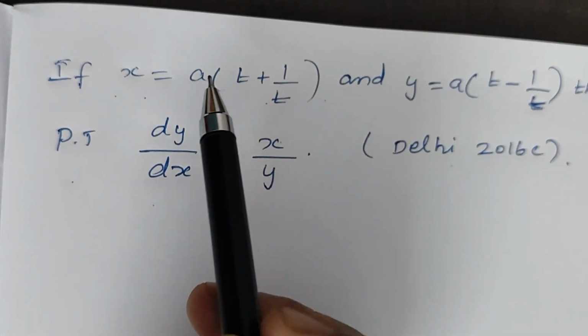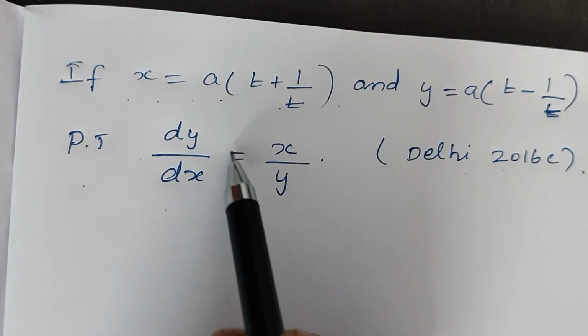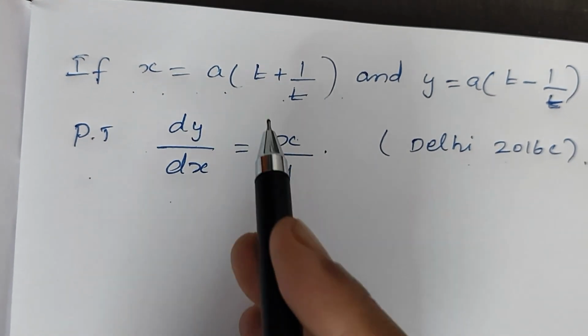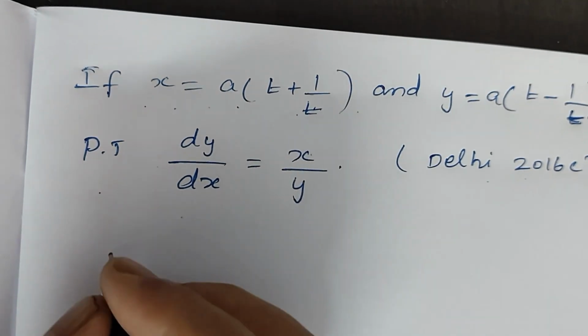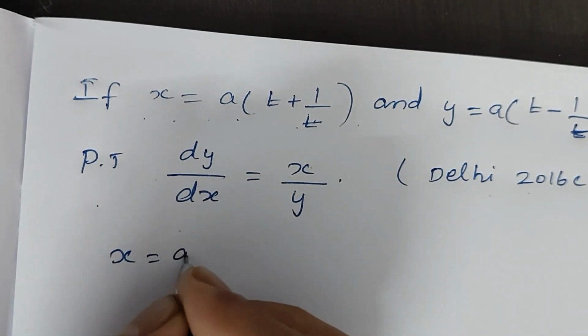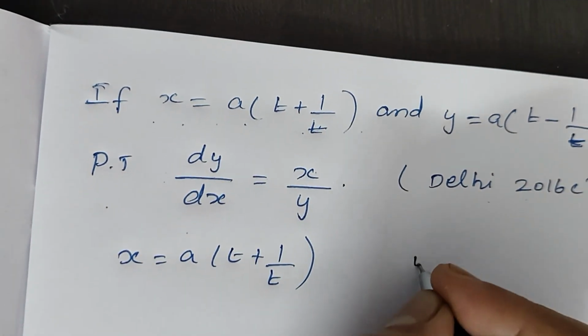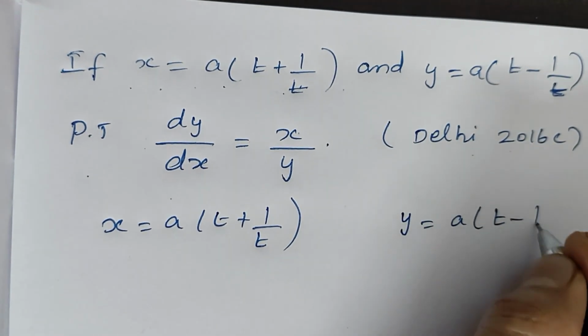So x equal to a into t plus 1 by t. So first we have to find dy by dx. For that what we have to find? Here it is the parameter t. So first x equal to a into t plus 1 by t. Then here y equal to a into t minus 1 by t.